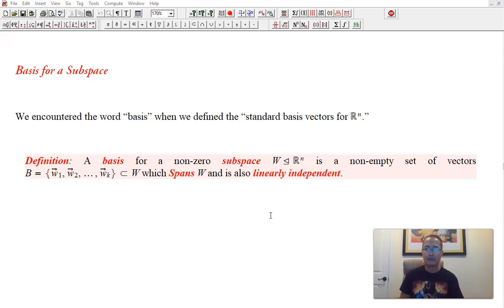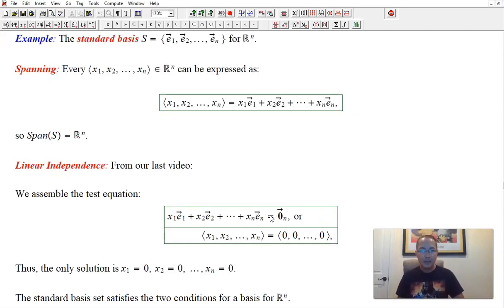So when we first saw the concept of span, we said that the span of a set of vectors will always contain the individual vectors. So obviously, if W is the span of W1 through Wk, then all of these vectors should belong to W as well. So let's talk about the standard basis for Rn, which is the easiest example of a basis. So a reminder, E1 is the vector where you have 1 in the first component and 0 everywhere else. E2 is 0 in the first component, 1 in the second component, and 0 everywhere else, and so on.